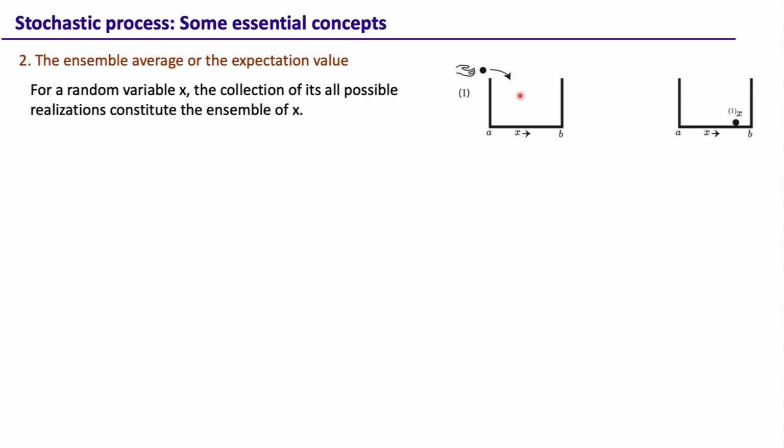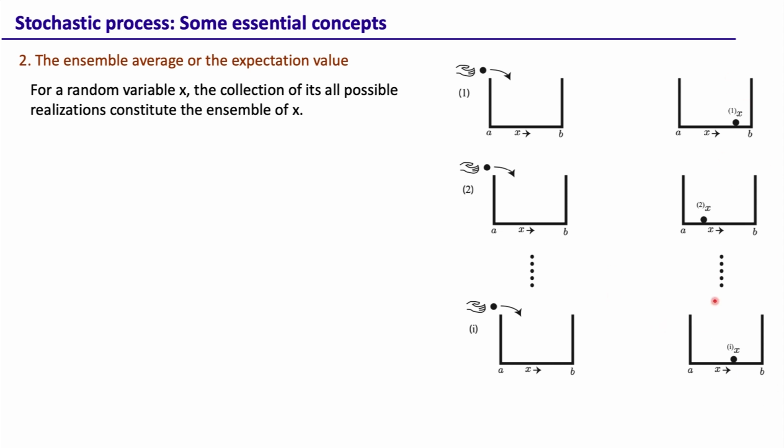So for example, in the somebody-throwing-the-ball-in-the-box example, let's say in the first experiment the person throws the ball and the ball lands somewhere here; that's called x is 1. You do the experiment in exactly the same environment, nothing is changed. But since it's a random event, the ball will land somewhere in the box, definitely not at the same location. We keep repeating the experiment an infinite number of times, and each time the ball lands somewhere. These are called the realizations of the random event. This was done under exactly the same conditions, but the ball lands at different locations because it's random.